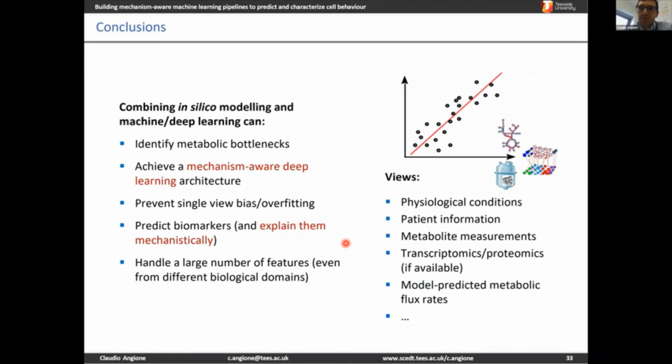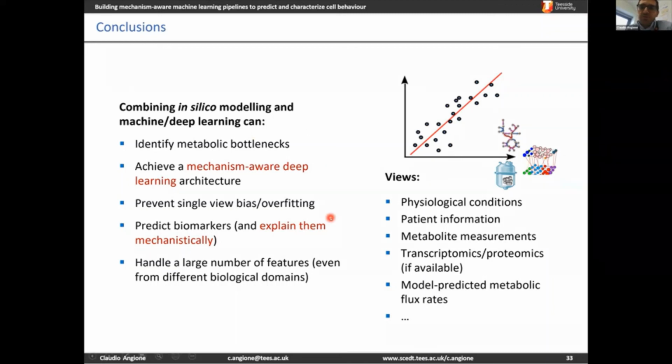And what I mentioned in terms of variables, it can be many things. So we can have physiological conditions or patient information in case of human cells. We have metabolic measurements, growth medium, transcriptomics, proteomics, whatever available, or even flux rates if they've been measured with carbon-13 flux analysis, although this is still really expensive nowadays. But it is also another option.